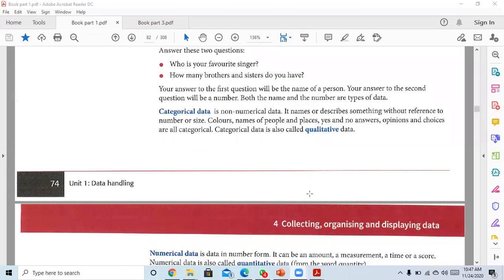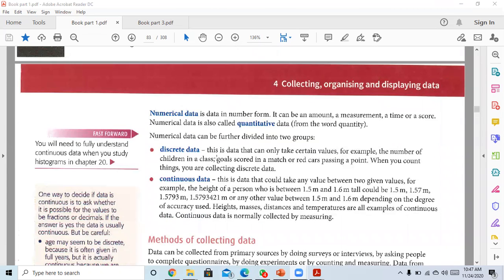Next is numerical data. Numerical data is data in number form. It is an amount or a measurement, like time or a score. Numerical data is also called quantitative data. Numerical data has two types: the first is discrete data, and the other is continuous data. Discrete data takes certain values, for example the number of children in the class, how many goals scored in a match, or red cards, anything that you can count accurately.